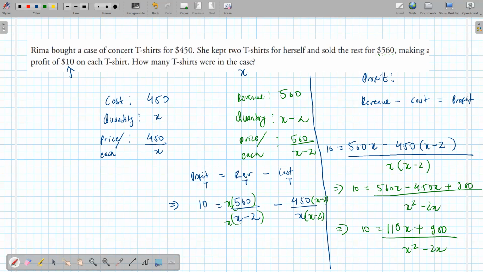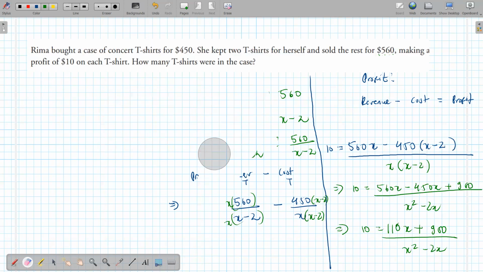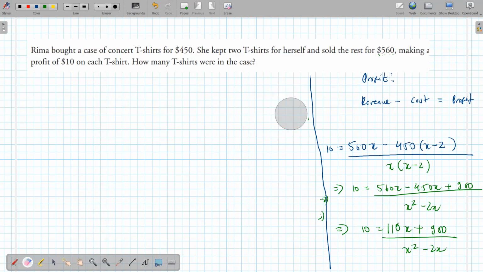You multiply by x squared minus 2x. Yeah, I think that's going to work. And we don't really need all this because we're trying to find x. So if we get x, we're good. So then this becomes, what does it become? It becomes 10x squared minus 20x equals 110x plus 900. Now let's move everything to the same side. It'll be 10x squared minus 130x plus 900 equals 0.